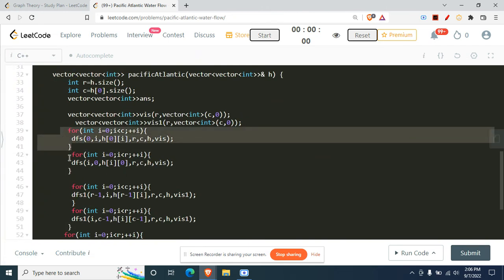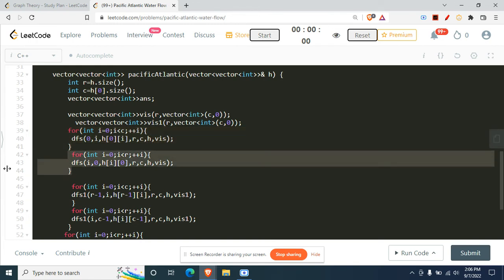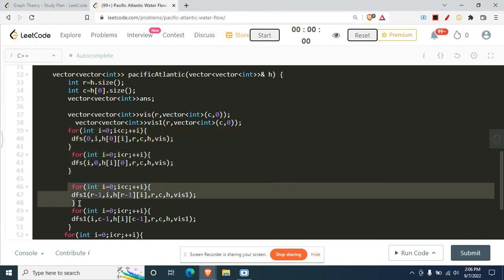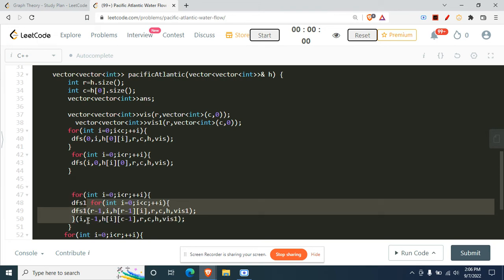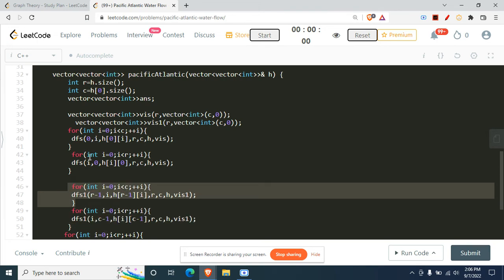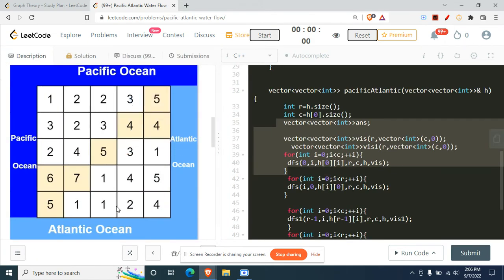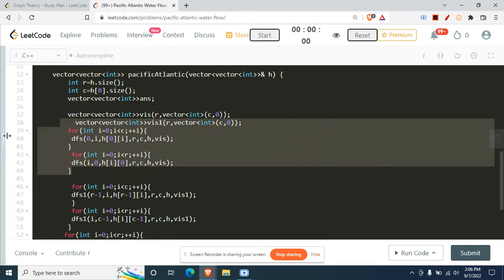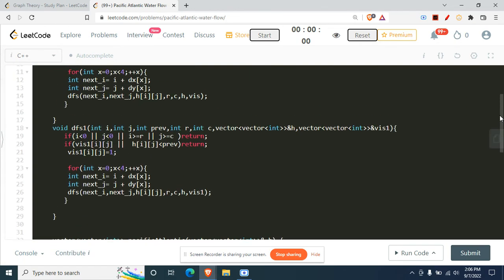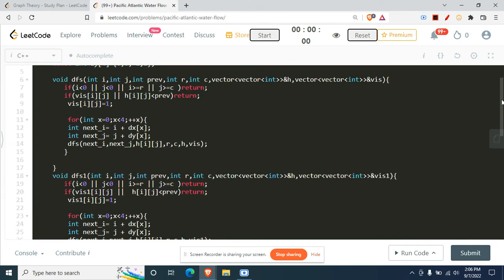So first we will fill it with Pacific, then we'll fill it with Atlantic, and thereafter we are doing the left and the right cell filling. Okay, so first we fill it with Pacific and Atlantic water, and then we eventually go to the left, right, and the bottom part.